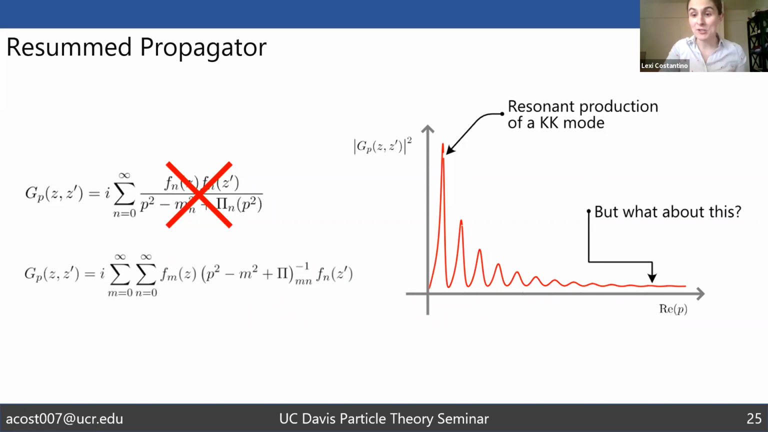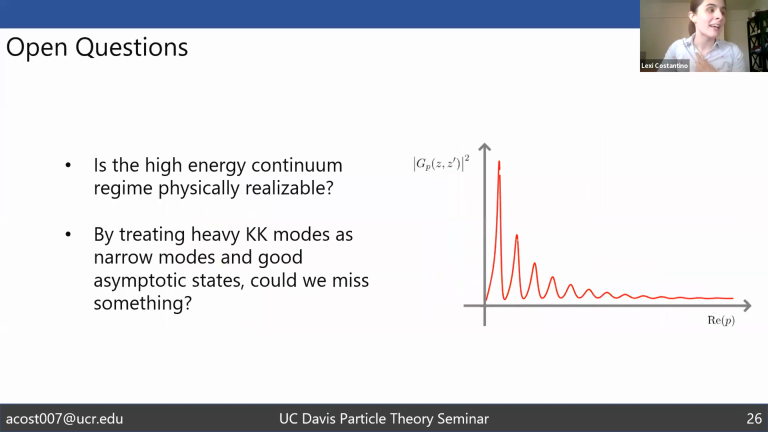So I have a few questions to guide the rest of the talk and to get into specifically my research. And that is, this continuum regime at large KK number, is this something that's real? Is it physically realizable? Or did something we did when we were just naively reasoning through things turn out to be wrong? Spoiler for the first question, the answer is yes, it is physically realizable, but the rest of the talk will be on the journey of how we get there.